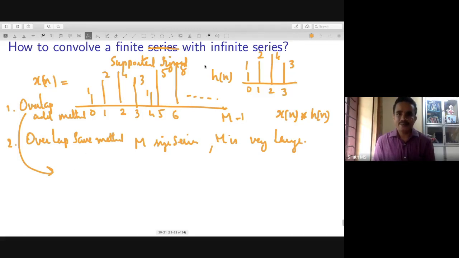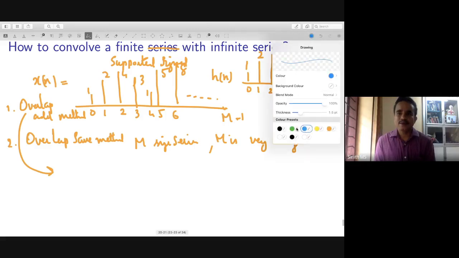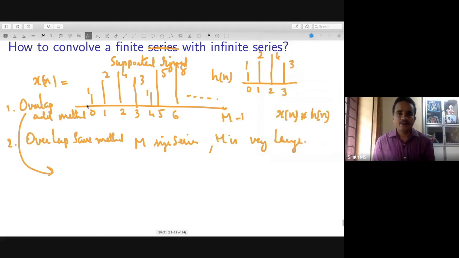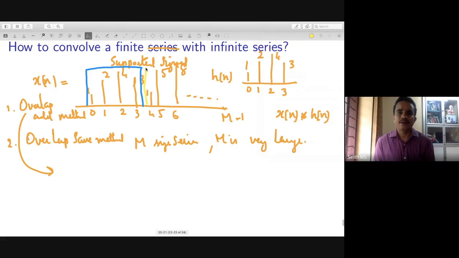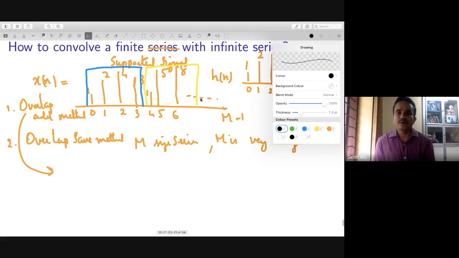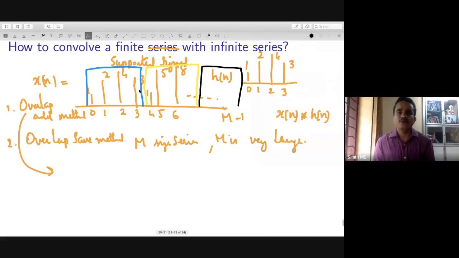Suppose you have this xn, and you can split it into small blocks. Let this be one block, and you take another block from here, another block of length 4, then another block of length 4. Like that, you split this into small sequences, and let us call this x0n, this x1n, this x2n, like that.